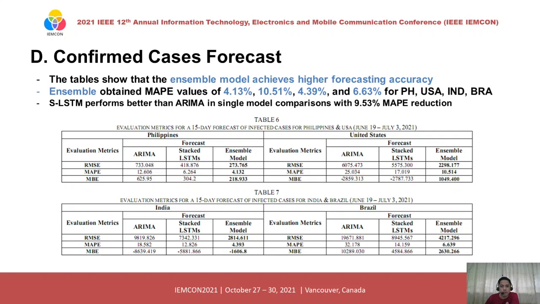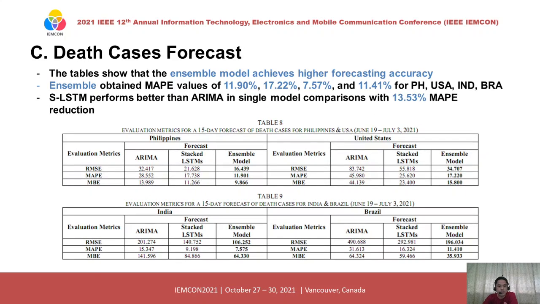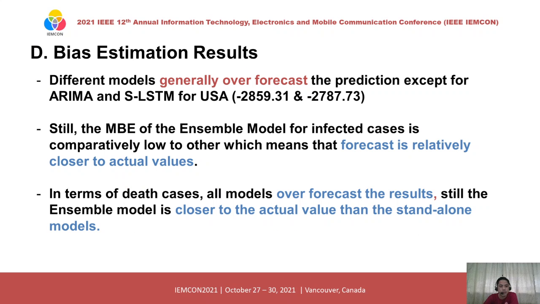For the confirmed cases, the ensemble model achieves higher forecast accuracy by 4.13%, 10.51%, 4.39%, and 6.63%. For death cases, again, the ensemble model achieves higher forecasting accuracy versus the standalone models by 11.9%, 17.22%, 7.57%, and 11.41%. For the bias estimation results, the different models generally over forecast the prediction except for the USA dataset, which under forecast. Although it over forecasts, the prediction is relatively closer to the actual values in terms of confirmed cases and death cases.